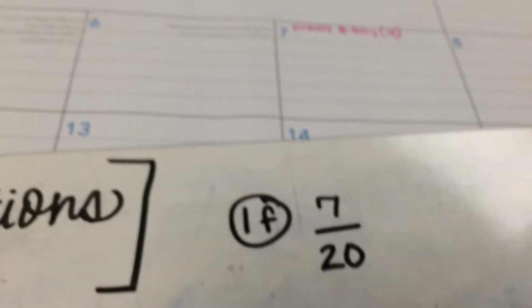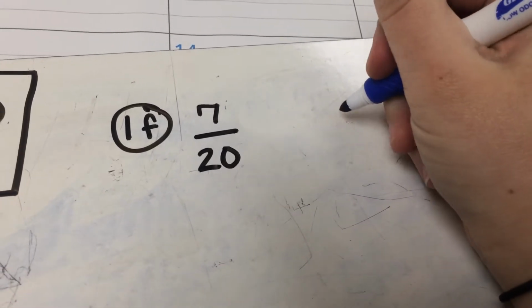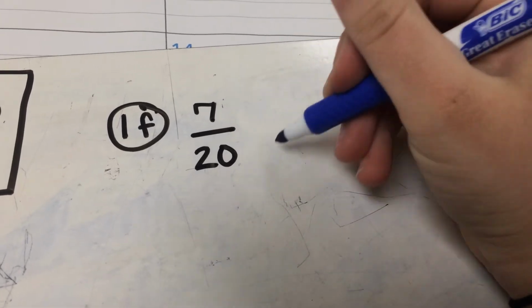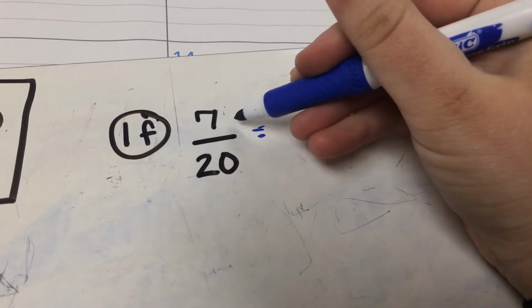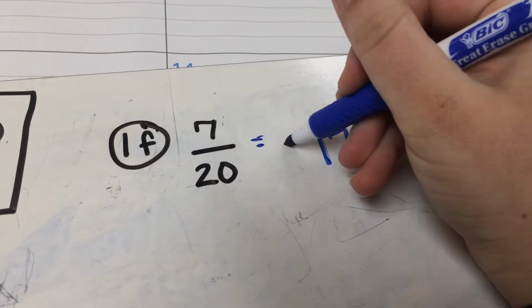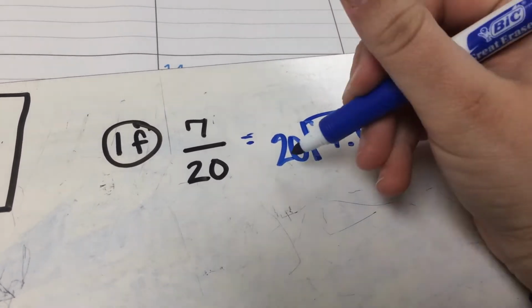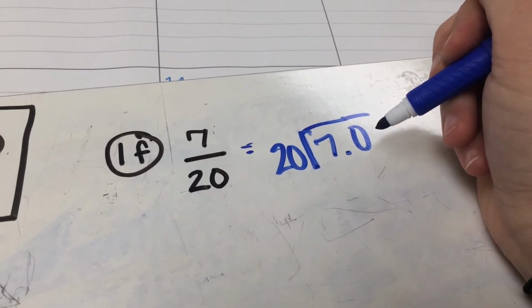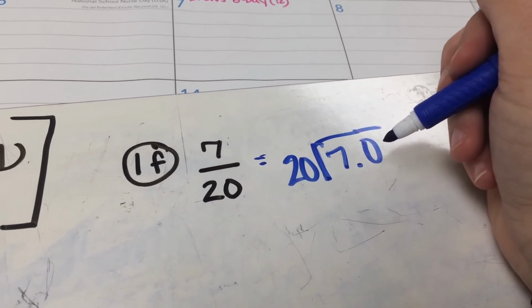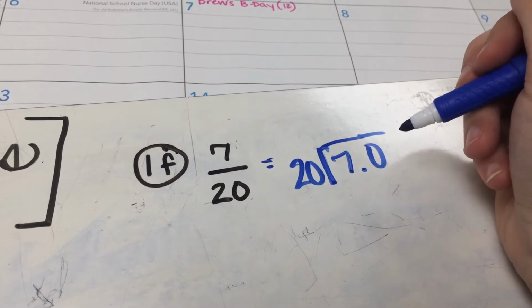But back to 1F. Let's do this one together. We know that we need to make this a division, so we're going to do 7 divided by 20, and we're going to have to annex our 0. I'm going to do long division on this one. I didn't do the first ones. This is F because I wanted you to use the box to fill in those first 5 of them, so that's why.